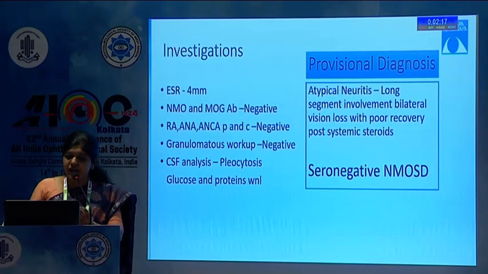So he underwent all the blood workup. ESR was negative, NMO and MOG were negative. All the autoimmune and granulomatous workup were negative. CSF analysis showed some pleocytosis, but the glucose, proteins, and MTB were all negative. So the provisional diagnosis was atypical neuritis, long segment involvement, bilateral with bilateral vision loss and a poor recovery post-steroids. It was seronegative. I suspected a seronegative NMO spectrum disorder.